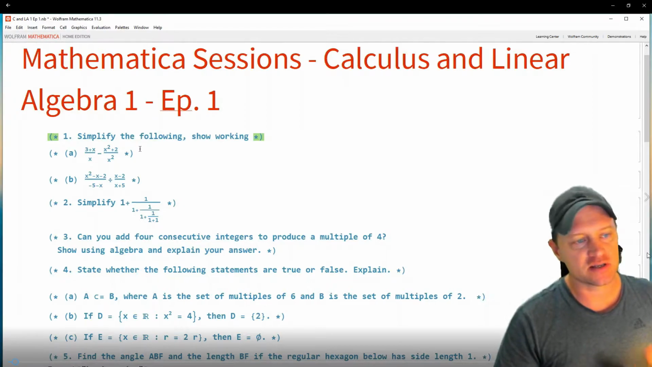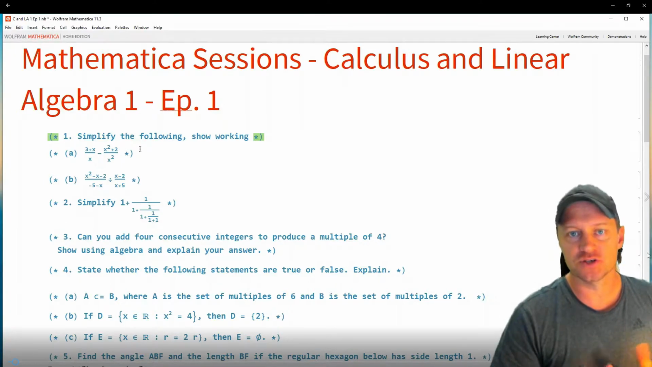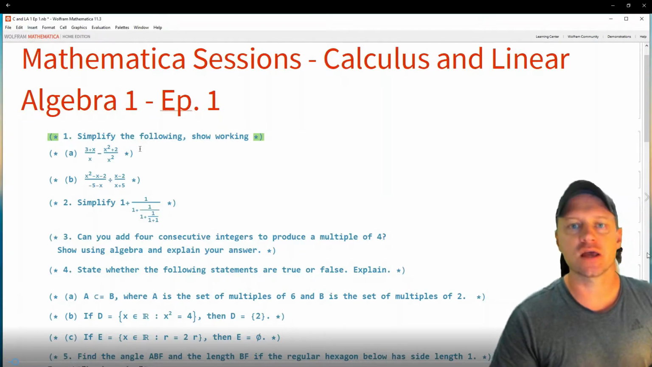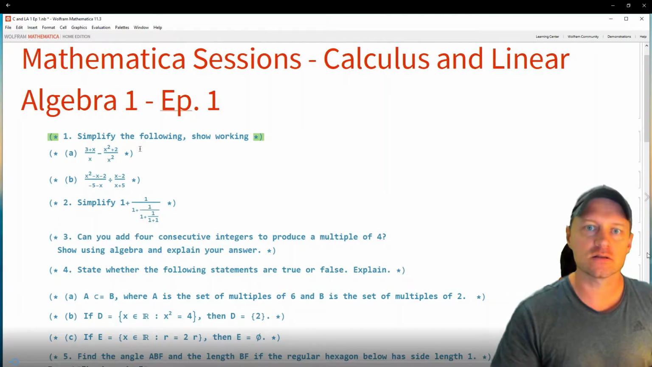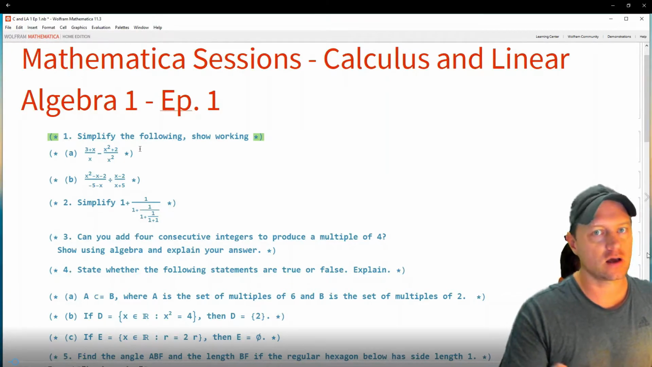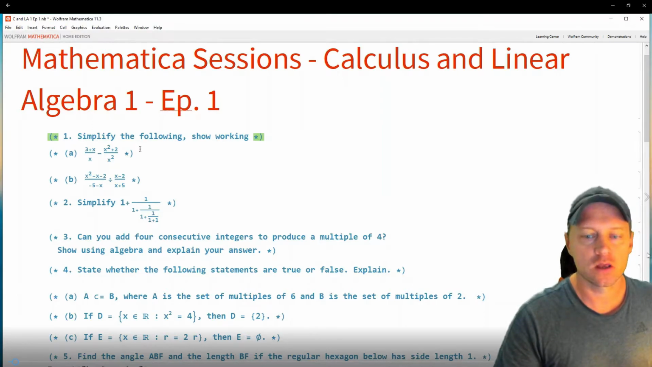We've got some problems in simplifying expressions, some problems on basic sets, some problems in geometry, and some problems in log rules and double angle formulas, angle addition formulas, and similar type problems. So that's probably appropriate for someone in a high school maths course or a first year university course at the early end of that. So if you're interested in that, then stick around.